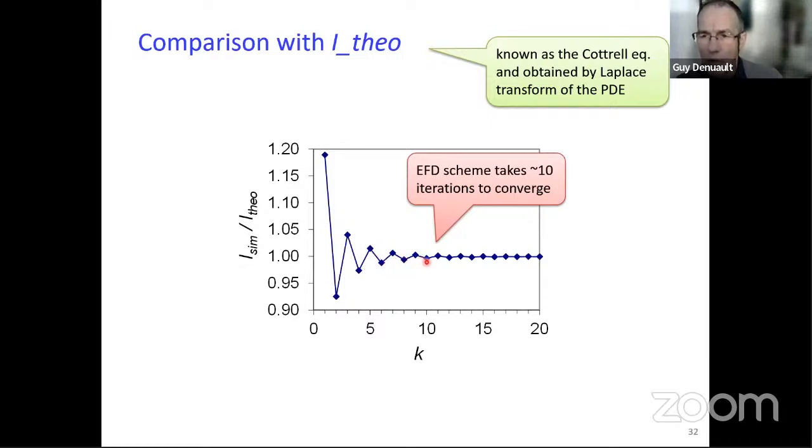And this is where you can see that within 10 iterations, the scheme is already within 1% of the theoretical value. So although it's not a very efficient scheme, it's actually pretty reasonable already, and it's very simple to implement. So I like the explicit finite difference scheme because I can write this simulation in about 20 lines of code in, say, Python or MATLAB or C or whatever computer language you use.